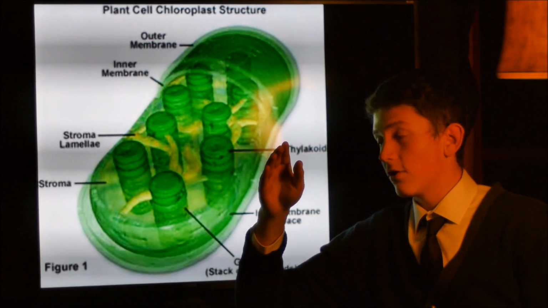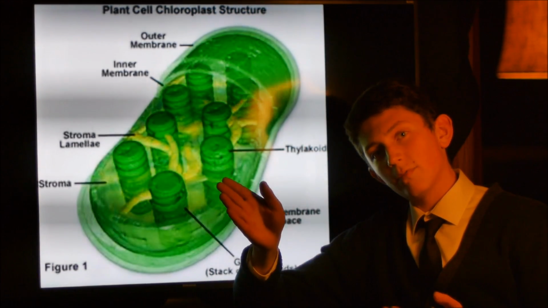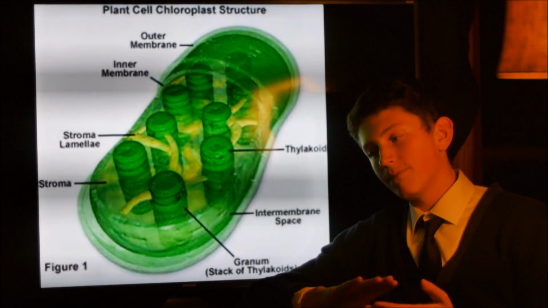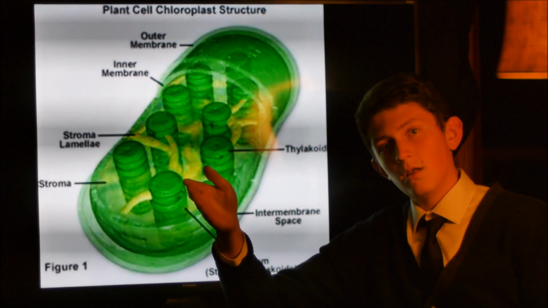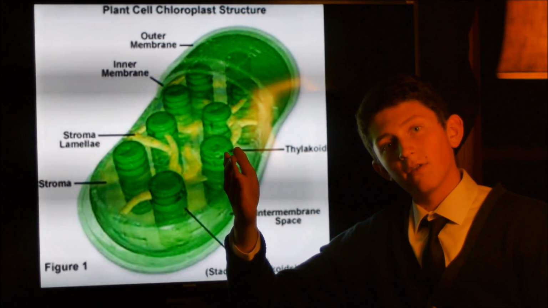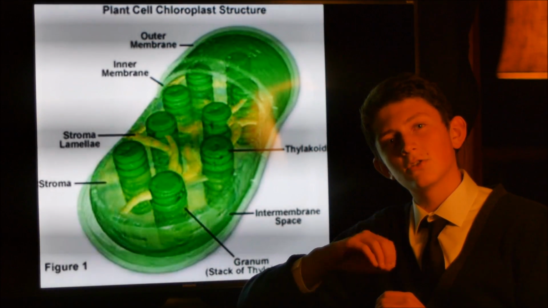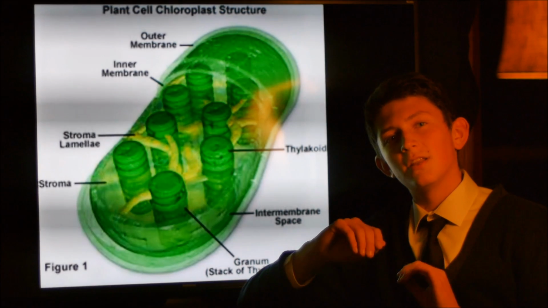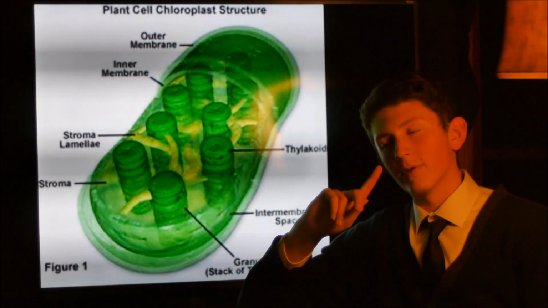And then within there are the thylakoids, or stacks of thylakoids, called granules. There's also the stroma. The thylakoids help produce ATP and NADPH in the first part of photosynthesis. And those stacks of thylakoids or granules, there can be 10 to 100 granules in each chloroplast. Imagine the amount of glucose that can be produced in one single chloroplast.